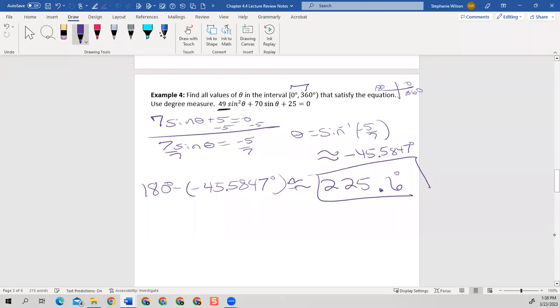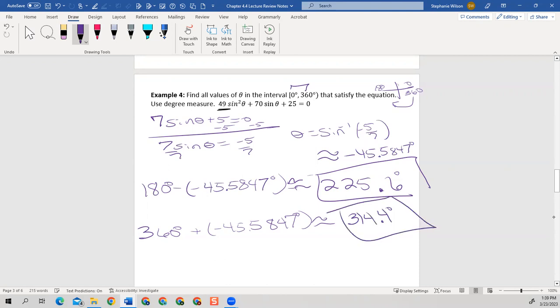It makes sense because we're going clockwise with this one. Now what I want to do is take that 360 degrees and add that negative, which means we're going to end up subtracting. That makes sense too. So 360 minus 45.5847. Now I get 314.4 degrees, and that's my other answer.